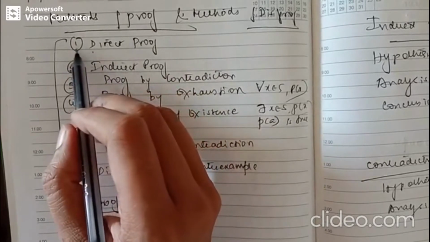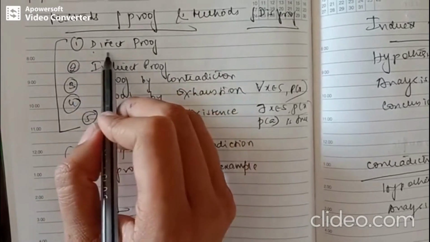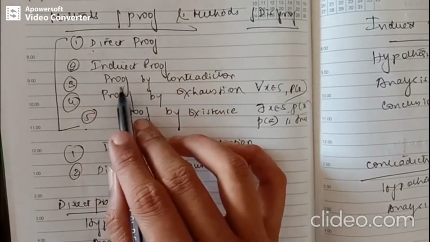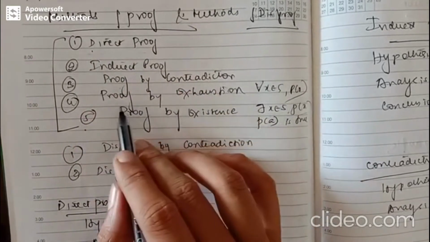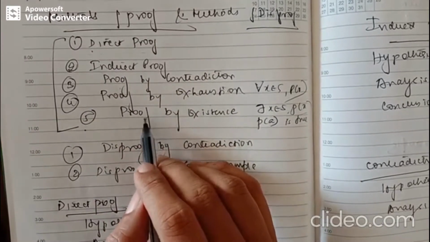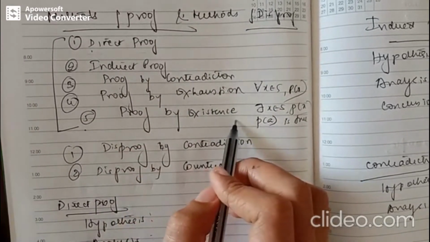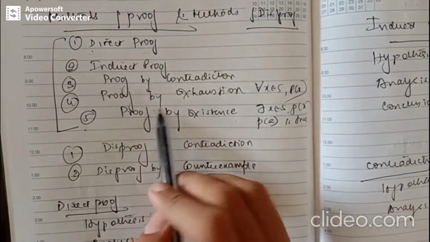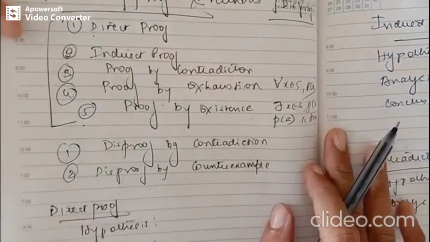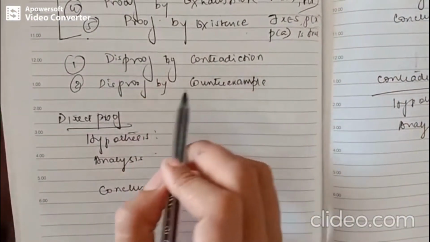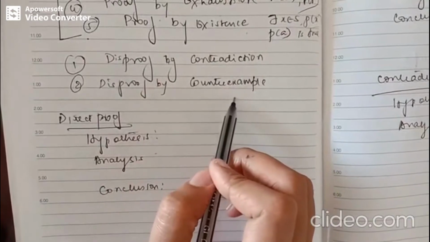The first kind of proof is direct proof. The second method that we have is indirect proof. The third method is proof by contradiction. The fourth is proof by exhaustion, and the fifth one is proof by existence. Let's go through in detail all these kinds of proofs as well as different methods of disproofs. We have basically two methods of disproof, that is disproof by contradiction and disproof by counterexample.